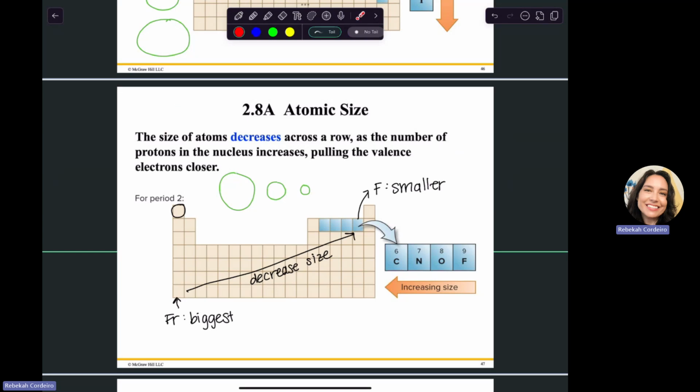So if you can remember either the snowman, building the snowman, knocking him over, or you can remember Fr is the biggest and F is the smaller, not the smallest, but smaller, you can figure out what your trend is based on those two Fs. So pick a way to think about how you want to remember that, and go with that.